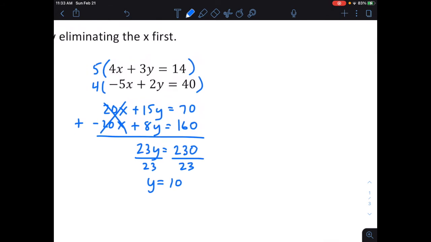I'm going to pick the top equation because it's all positive. 4x plus 3y equals 14. Plug in that 10 for y.